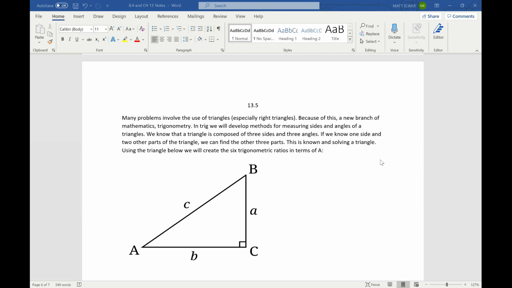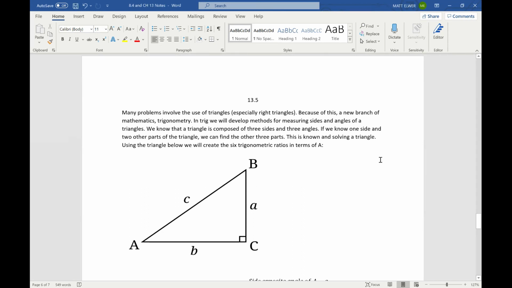If we know 3 parts of a triangle, including at least one side, maybe it's 2 angles, maybe it's the other 2 sides, or maybe it's an angle and a side, then we can find the other 3 parts of a triangle. What this is known as is just solving a triangle. So if you have 3 parts, then you can just solve the triangle, right?